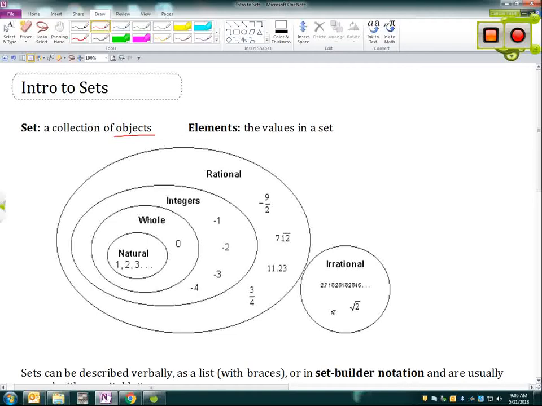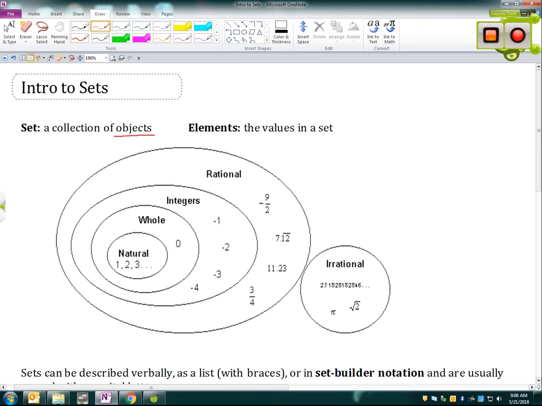An element, or sometimes an entry, is what we call the values that are in a set. So when we talk about the elements of the natural numbers, we're talking about all of the numbers that are in that set of natural numbers, okay?